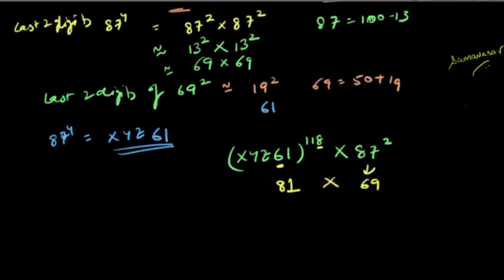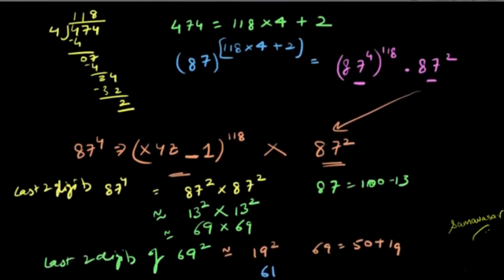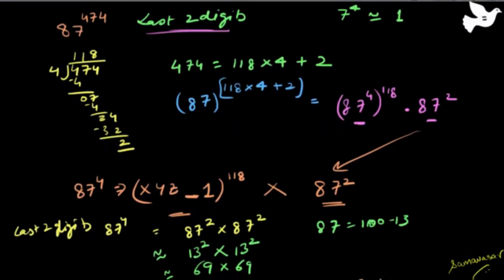So you can solve this now easily. When you multiply this, you get 5589, which means the last two digits are 8 and 9. So for this entire expression that we saw, the last two digits are 8 and 9.